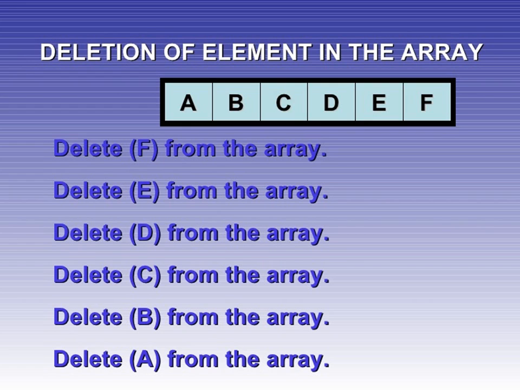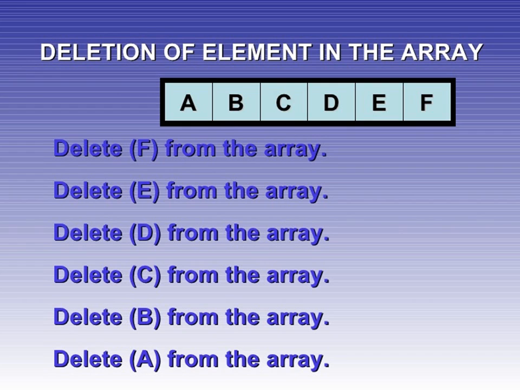Then we need to go for matching the second element. B is equal to B. Our searching element is B and the second element is B. Both are matching. Here searching is successfully done, because our searching element is found. So the searching element B is available at the second position. That is the searching operation.